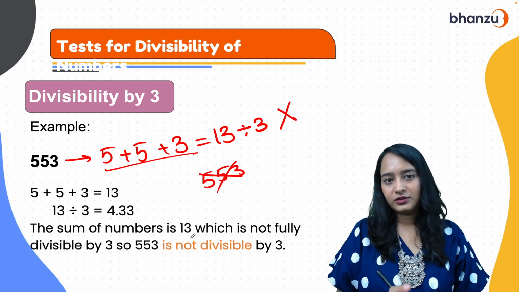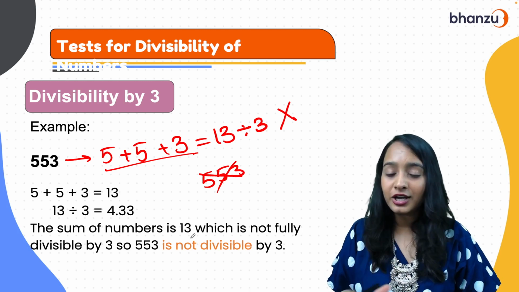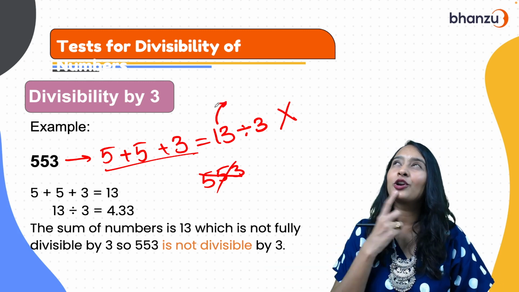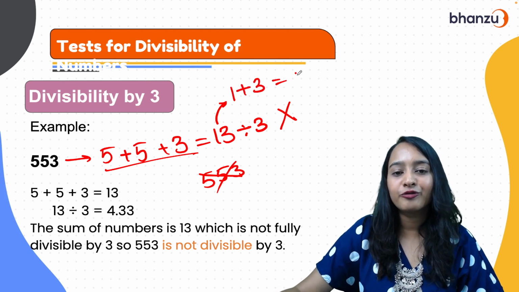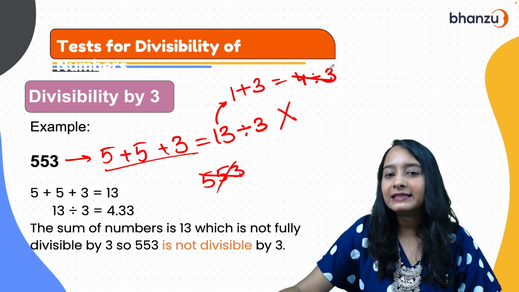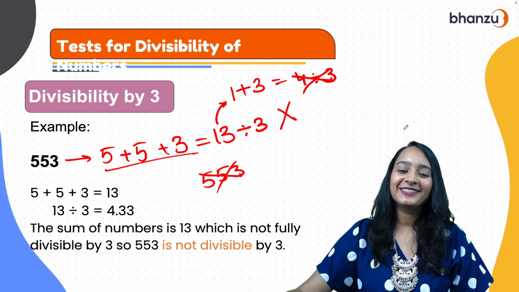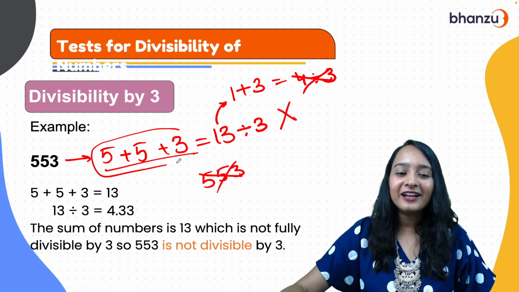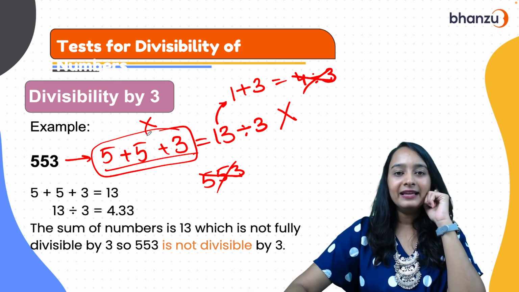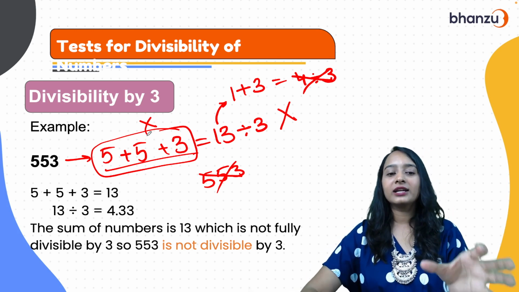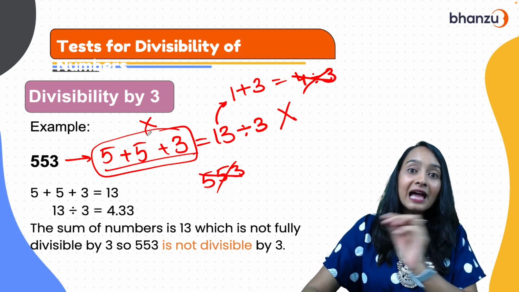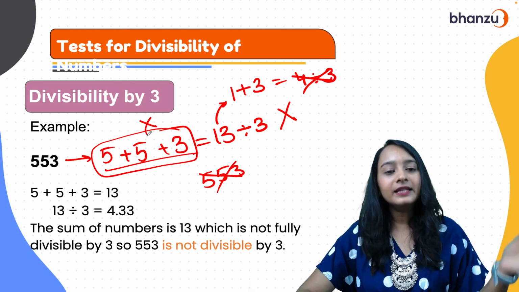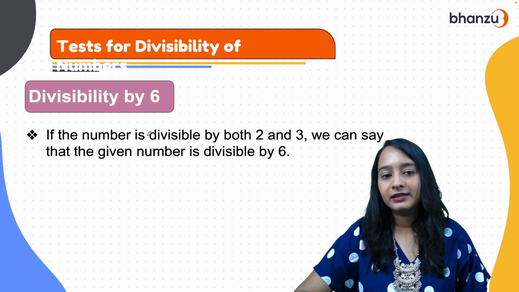Now, if you're a little weak in tables and you're confused whether 13 is divisible or not, then you add 13 also. 1 plus 3 is 4. Is 4 divisible by 3? No, it's not. So that's it. Your entire 553 is not divisible by 3. So basically, you'll have to check the sum of the digits of that number. If that sum is divisible by 3, then the entire number is divisible by 3.